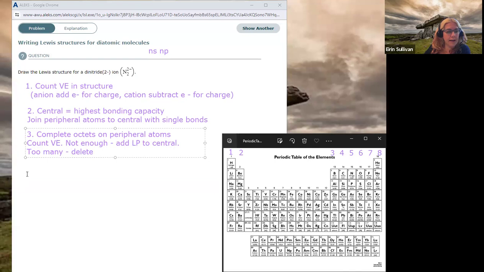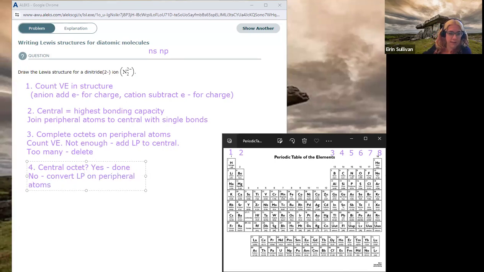Then step 4 is where you check one last thing: does the central atom have an octet or not? If yes, you're done. If no, you cannot add or subtract any valence electrons at this point, because if you did step 3 right, you should have the correct number of valence electrons. So what you're going to have to do is convert lone pairs of electrons on peripheral atoms. There's that word again, because I can't think of something simpler. I know someone's probably going to comment and say, just use this easy word, but I just know I'm going to spell it wrong. So convert the lone pairs to bonding pairs. Why?